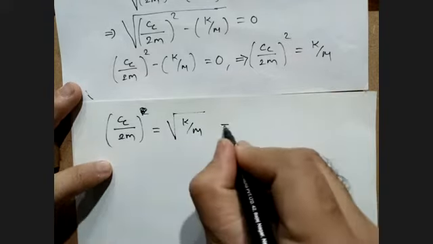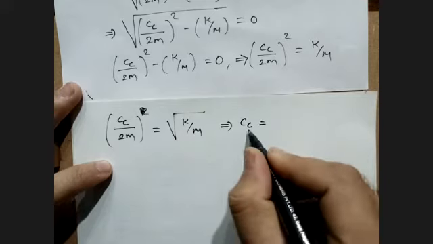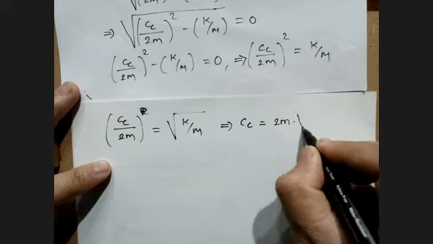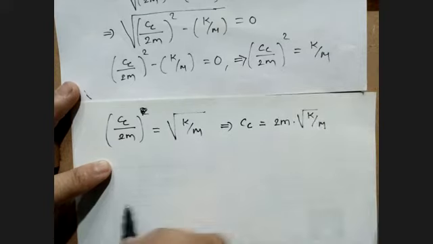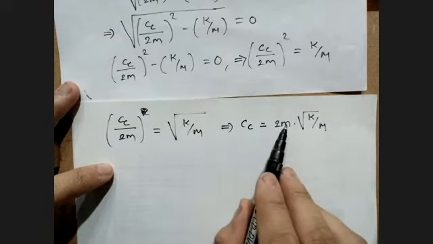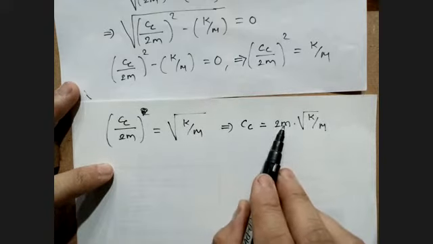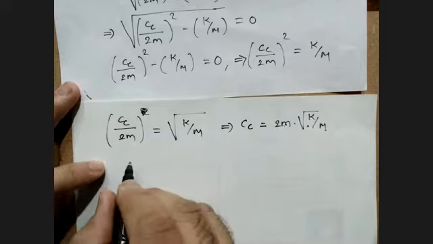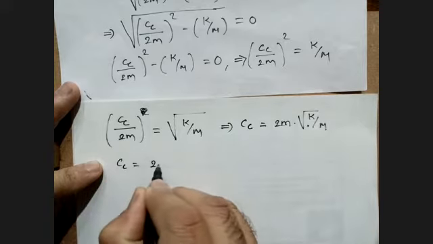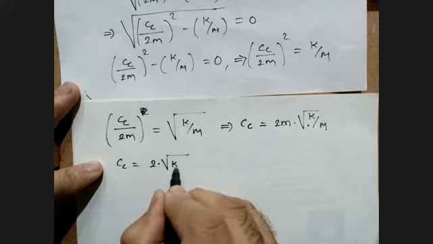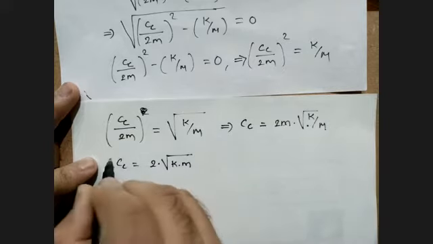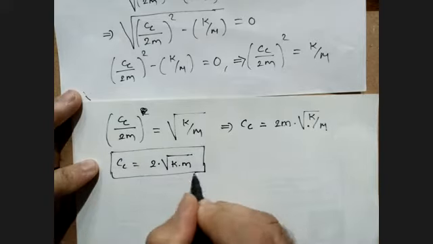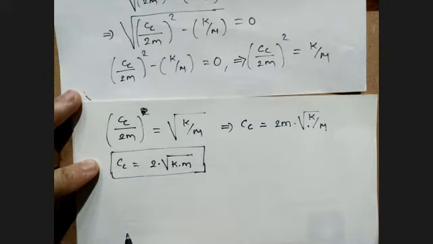Now further, because we actually want to find this critical damping coefficient, Cc is equal to 2m into the square root of k by m, right? This 2 we keep outside. If m goes inside of the square root, it becomes a square. So what we have now, after simplification, is Cc equal to 2 into the square root of k into m. So this is my equation of the critical damping coefficient, right?